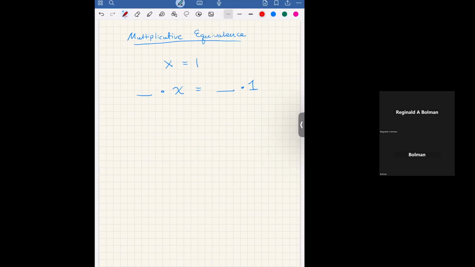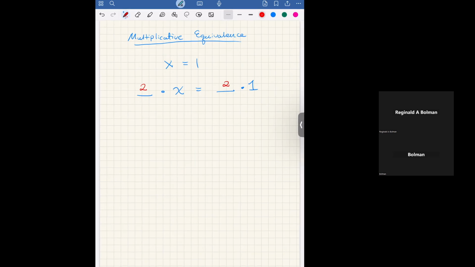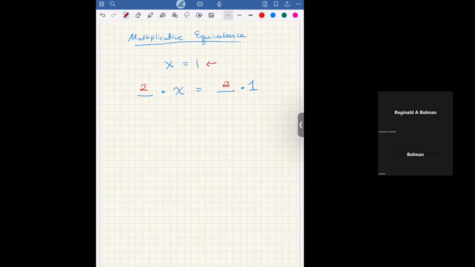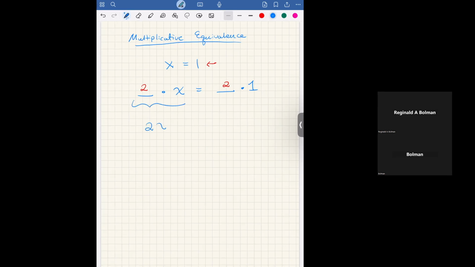Now, another property of equations is called the multiplicative equivalence law. What it says is that you can multiply a value on both sides of an equation, and the equation itself won't break, as long as you're being careful with how you perform that multiplication. So for example, let's go back to our original equation, x is equal to 1, and we decide to multiply by 2 on both sides of this equation, as you see here. Well, on my left side of the equation, I would be left with 2x.